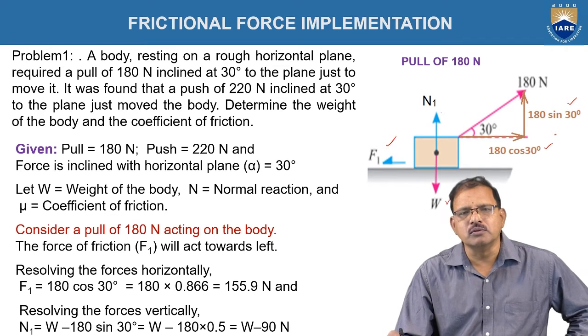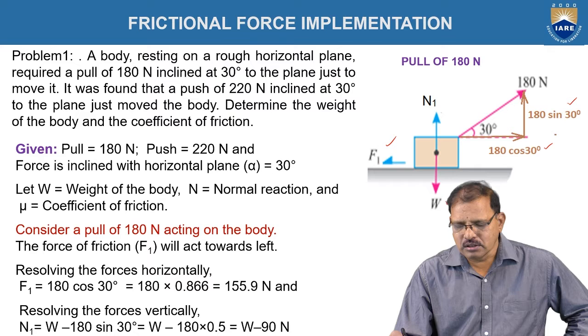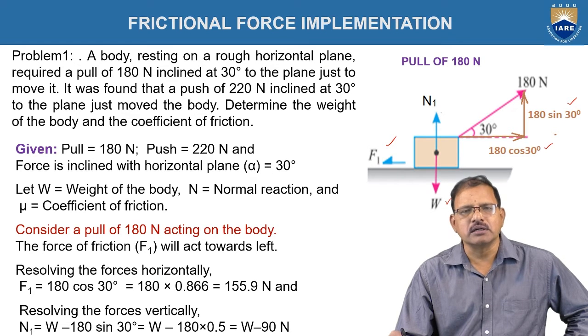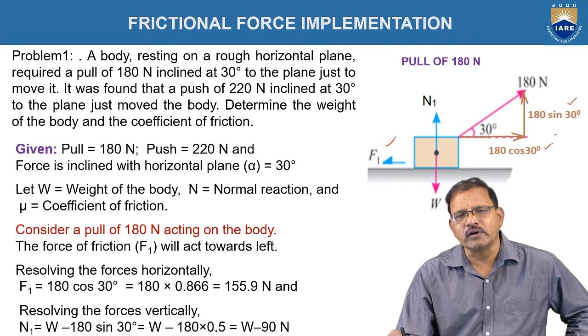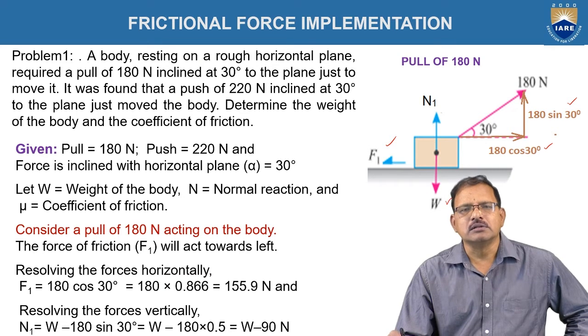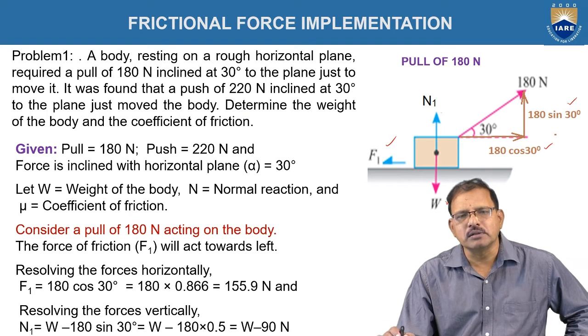Since the body is about to move, all the forces acting on the body are in equilibrium. In equilibrium, these forces are treated as concurrent, that is, the lines of action of the forces pass through a single point. Hence, for equilibrium conditions, only two equations are required: the sum of the components of forces along the x direction should be equal to 0, and the sum of the components of forces along the y direction should be 0.